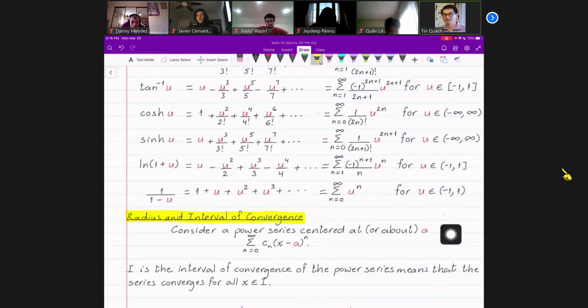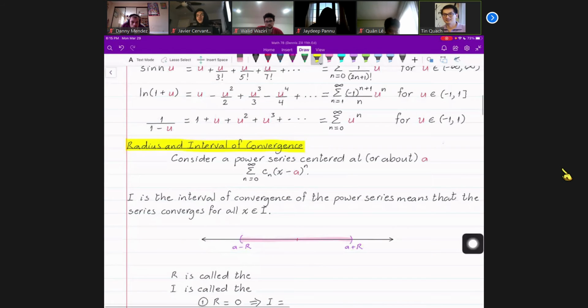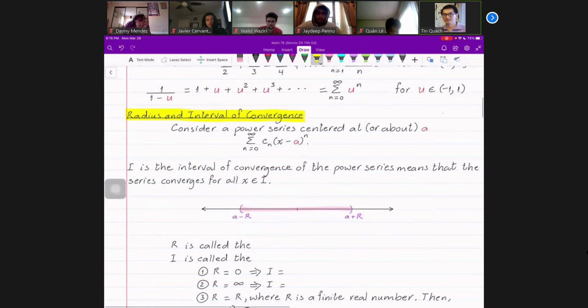Okay, so let's talk about a general power series. Given a power series centered at A, where the coefficient is c sub n. I like to use the capital C. The book uses lowercase c, but I might switch it to uppercase C because then it's easier to read and see.